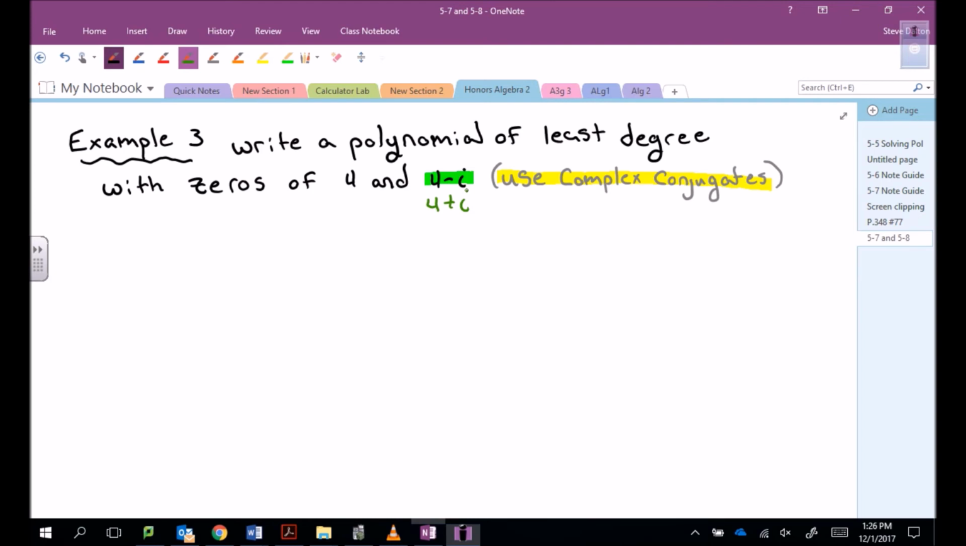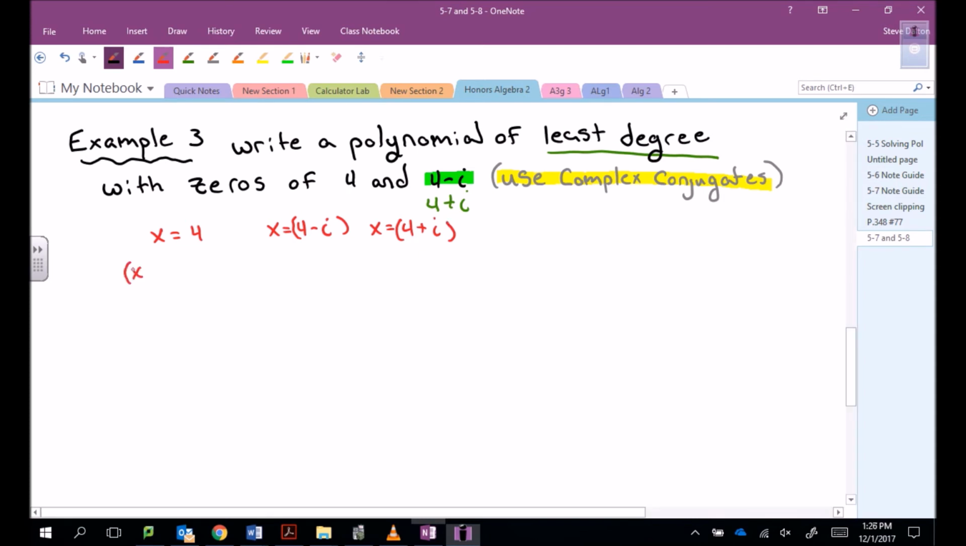So to write a polynomial of least degree, what we really have is 3 roots that we're going to multiply together. So we have x equals 4, we have x equals 4 minus i, and we have x equals 4 plus i. Now, for the sake of getting started, we're going to treat that like a grouping. Okay, so for x minus 4, well, this is really going to turn into x minus 4 equals 0.